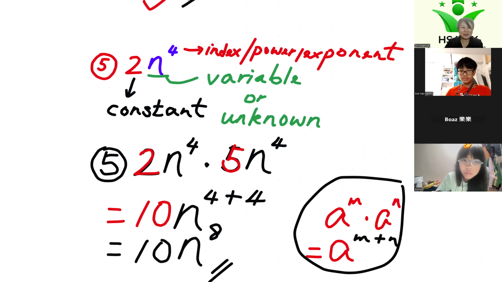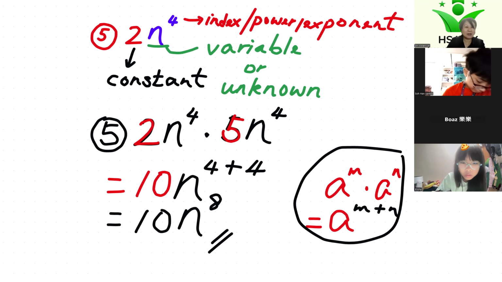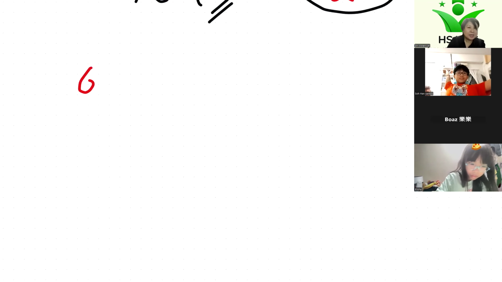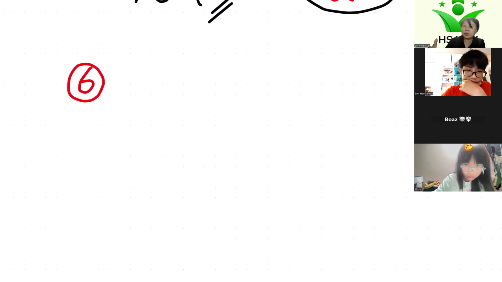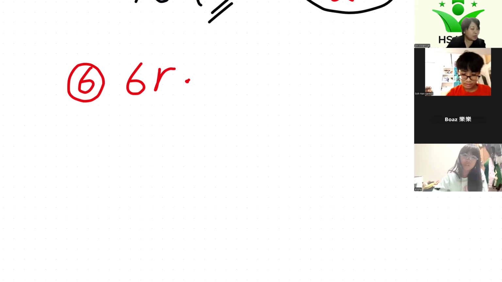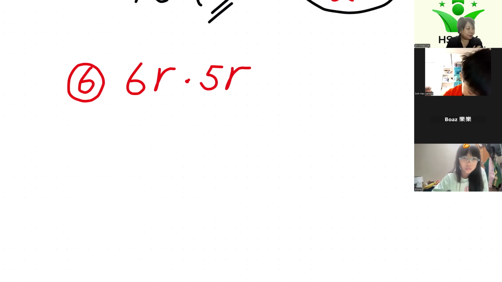Okay, let's go down. Question number 6. 6R meaning 6R to the first power. The one on the top we won't write. Remember, this is the habit. Times, a times is a dot in the middle, a little bit bigger. 5R to the second power. Lok, can you do this question?